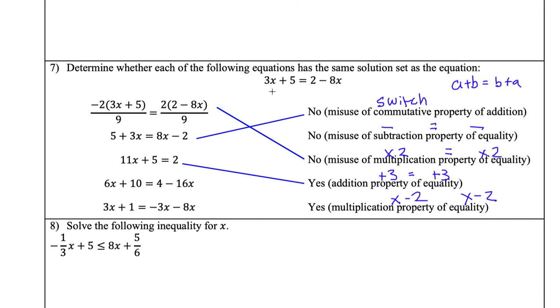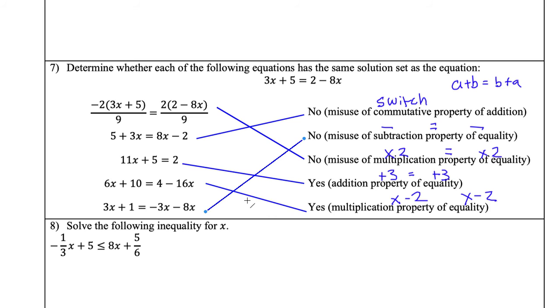And let's go down here. 6x plus 10 on the left-hand side. Check out the difference. What happened there? 4 minus 16x, 4 minus 16. Oh, they times 2 on both sides. Did they do it correctly? Yeah. Yeah, so the answer is yes, and it's multiplication property of equality. So it's that bottom one. And by process of elimination, we know this one is right up here.